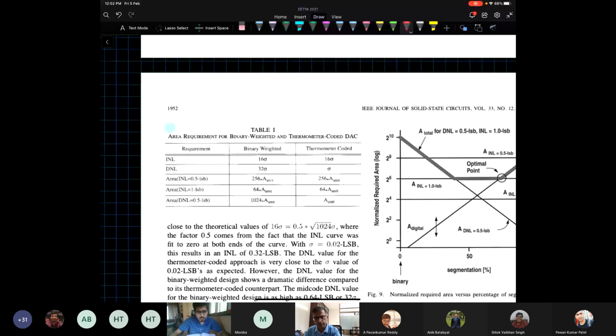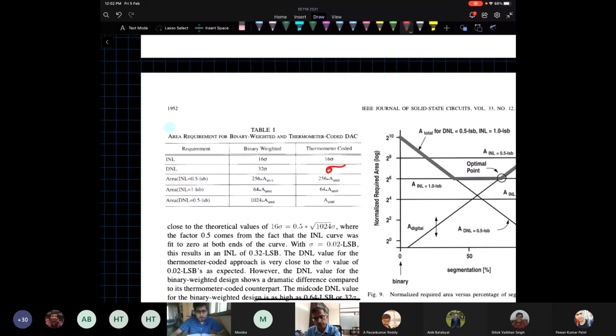So if I just do a thermometer coded DAC, okay, what is my INL? 16 sigma. INL is 16 sigma and DNL, what is my DNL? Just sigma. Okay, so the DNL is a single sigma, and that is basically one unit because at any time, I'm only adding one unit, right? Got it? Okay. In case of binary DAC, what is my INL? What is my DNL? Yeah, 32 sigma.